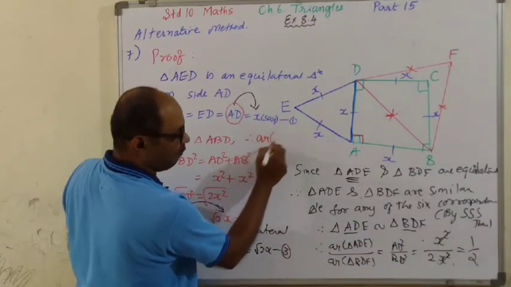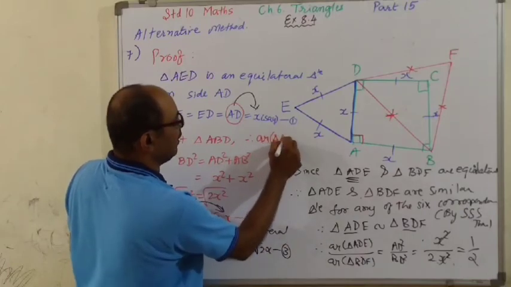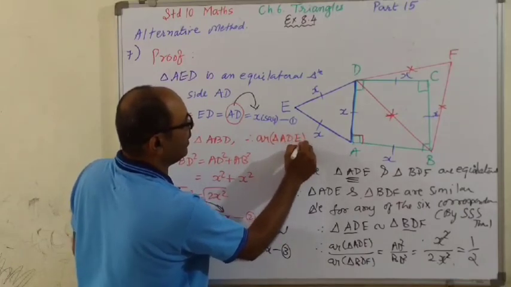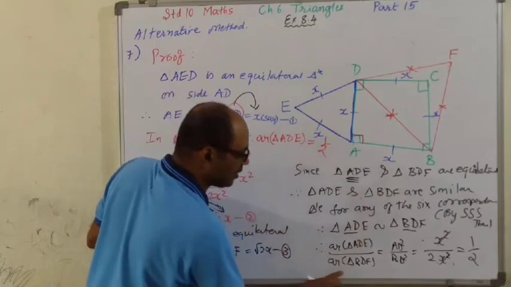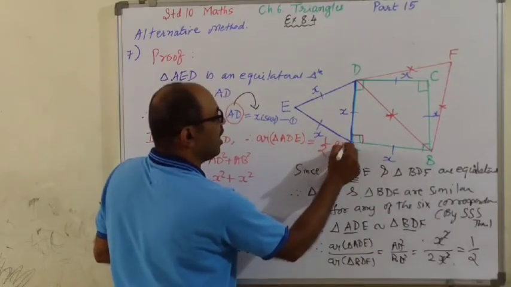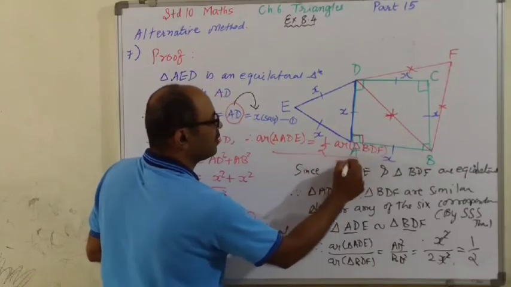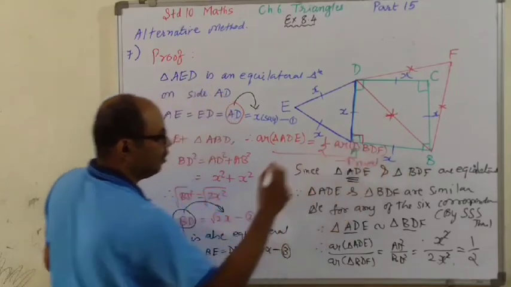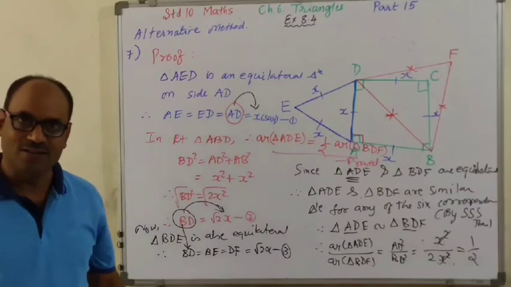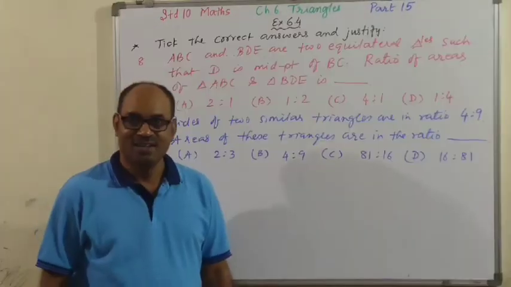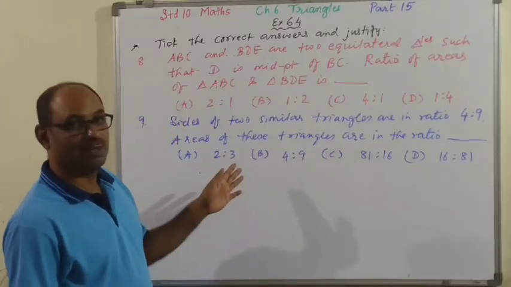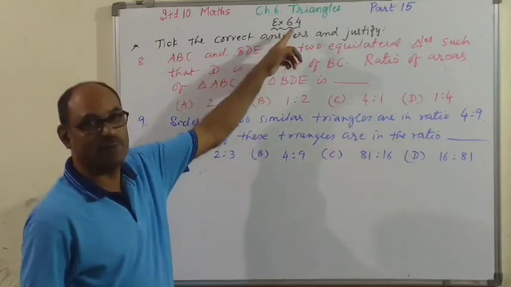Therefore, area of triangle ADE is equal to half, take this on the other side, area of triangle BDF. Alright? This is proved. Okay? Fine? Understood the alternative method? Alright, so we come to the concluding part of exercise 6.4.